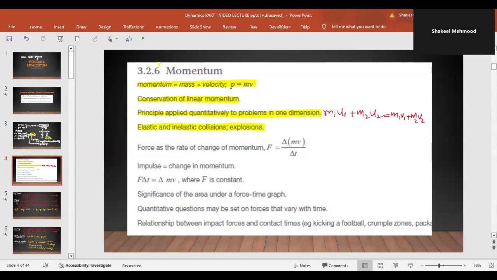The collision is actually the interaction between two different objects, or it can be an explosion as well. When two bodies are colliding, they can lose their energy or they cannot lose their energy. So that is elastic and inelastic. If the object is not losing its energy, it is an elastic collision. If the object during collision is losing energy in the form of heat and sound, that is inelastic.